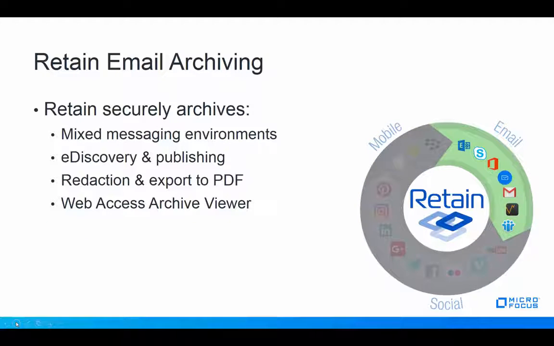Let's talk about each piece. When it comes to email archiving, Retain integrates directly with the email system. The systems that are supported are Exchange, Office 365, GroupWise, Gmail, and IBM Notes, in addition to Bloomberg Professional, and then of course Skype for Business for instant messaging. When it comes to Exchange and Office 365, Retain integrates directly with those systems using one of three ways. You can use journaling, if that's how you want to set it up.